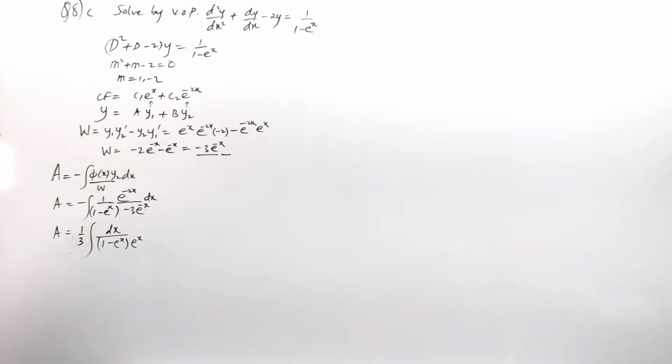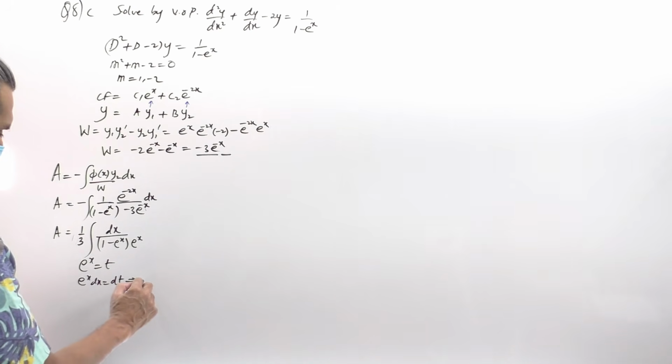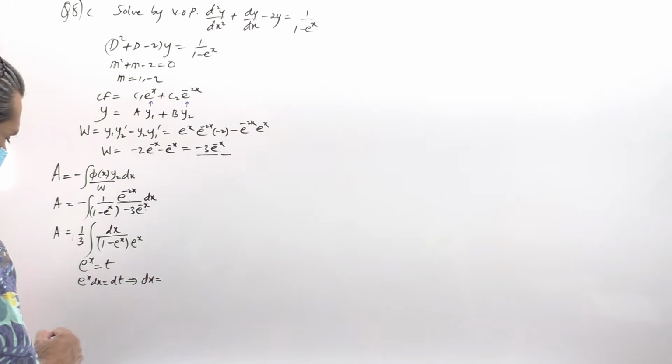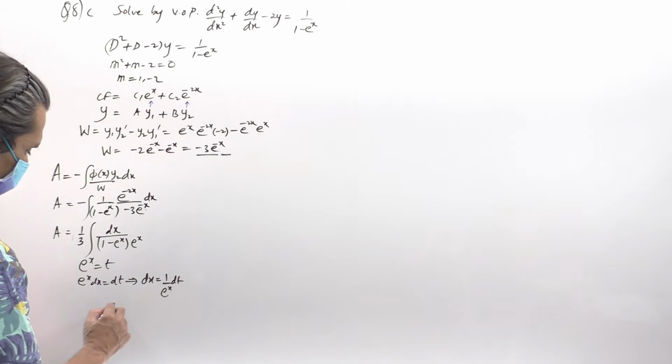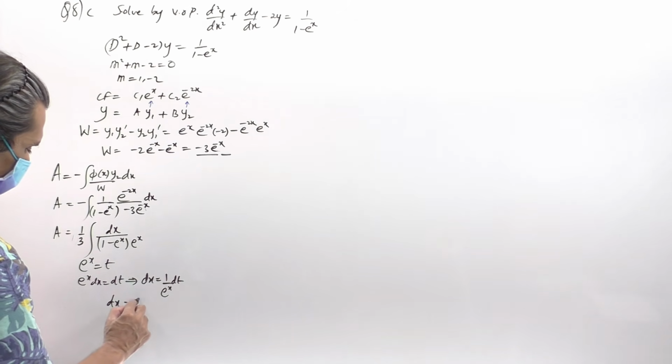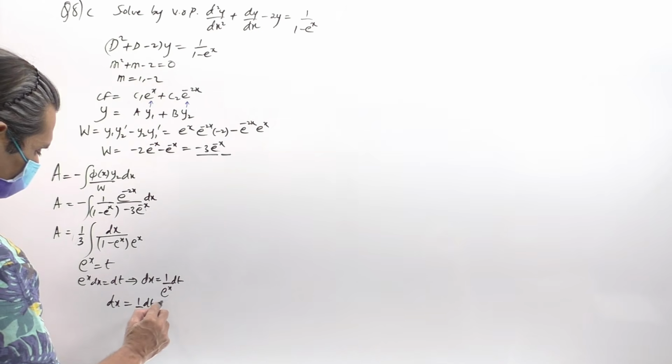Now wherever exponential is involved while integrating, the simple rule is to put e raised to x is equal to t. Okay, so when I put e raised to x is equal to t, we have to solve this integration. We have e raised to x dx is equal to dt. It implies dx is equal to how much? 1 by e raised to x dt. That is dx will be equal to, what is e raised to x? t, 1 by t dt. Okay, so for this I will write here the integration.